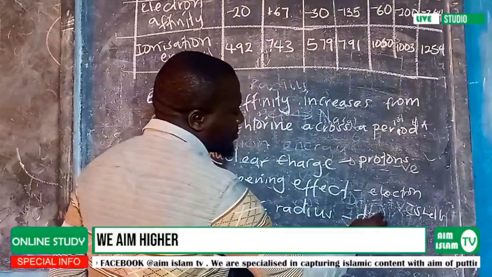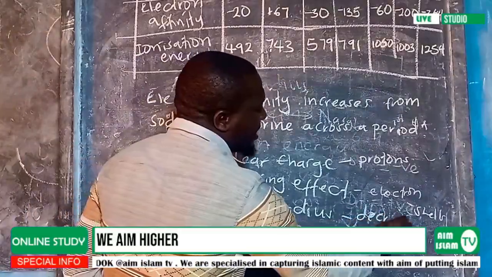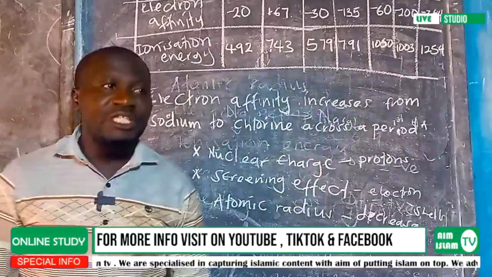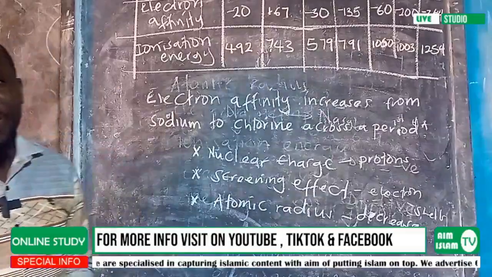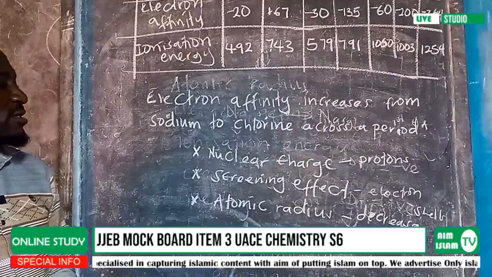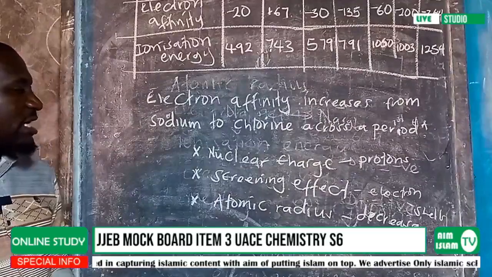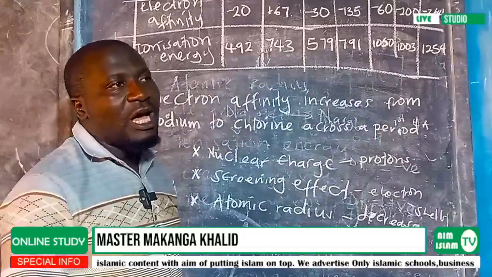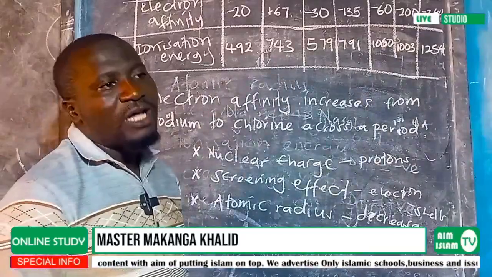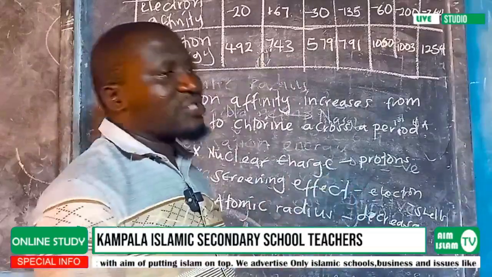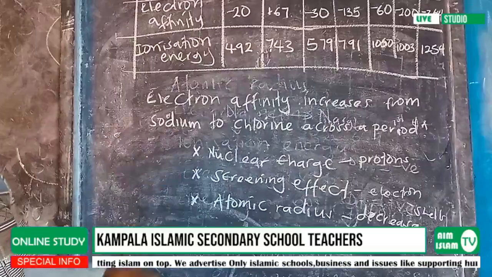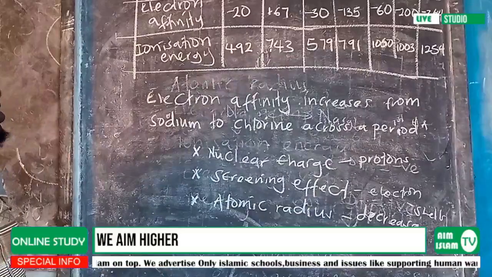brings a decrease in the atomic radius. So the atomic radius is decreasing, meaning that the incoming electrons experience more nuclear attraction because the atoms are very small from left to right across the periodic table.